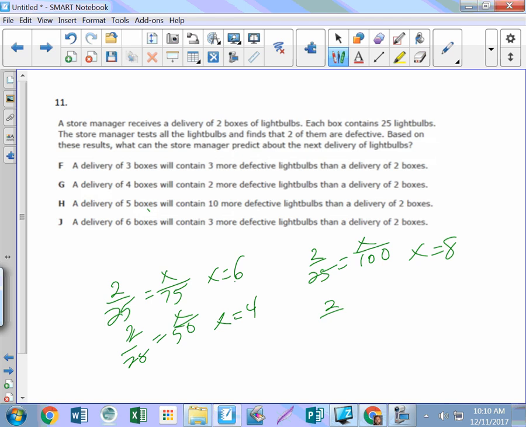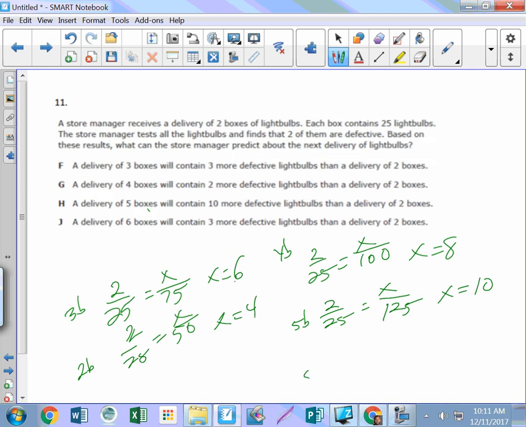5 boxes. That's 125. So x, it's just going up. This was 2 boxes. This is 3 boxes. This is 4 boxes. This is 5 boxes. It's just going up by 2. So this is x equals 10. So 5 boxes, 10 more than 2 boxes. That's only 6 more. Or 6 boxes.